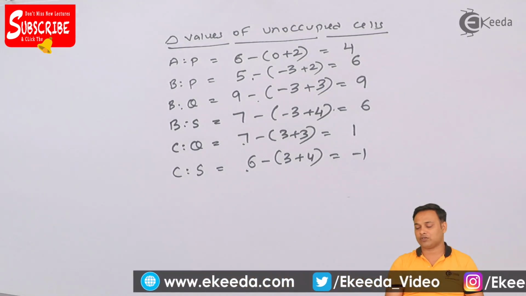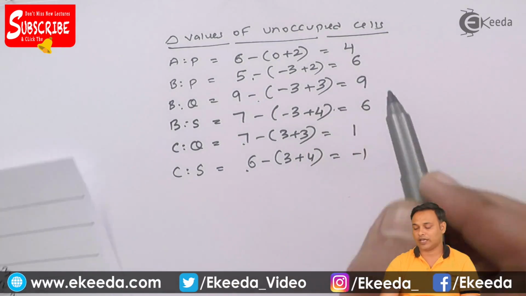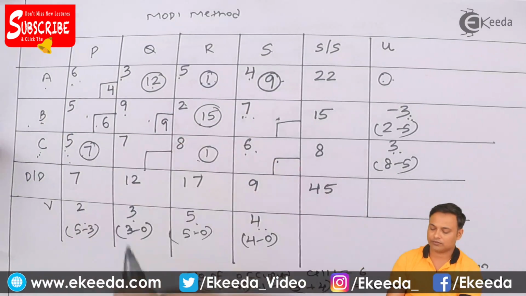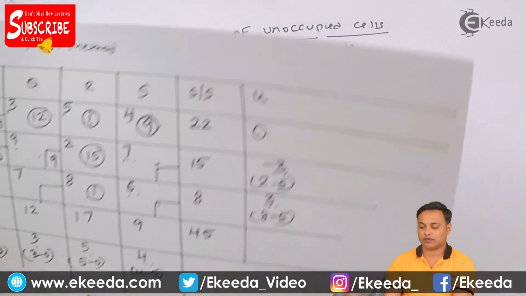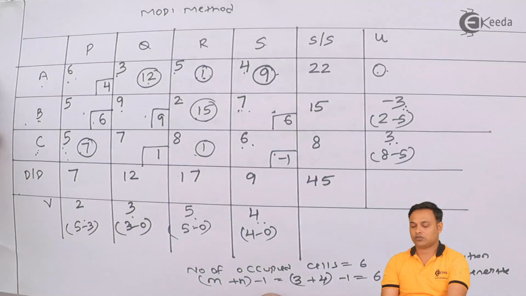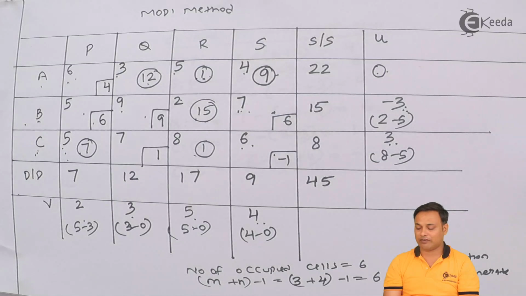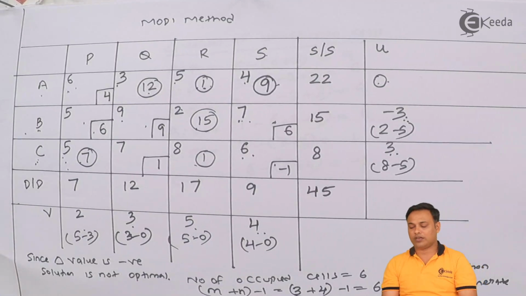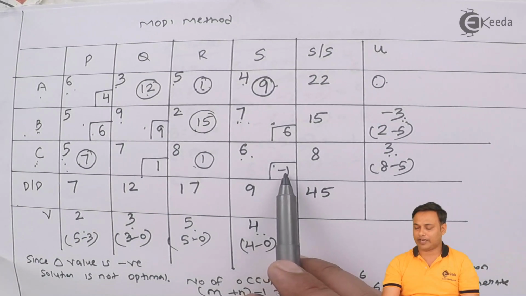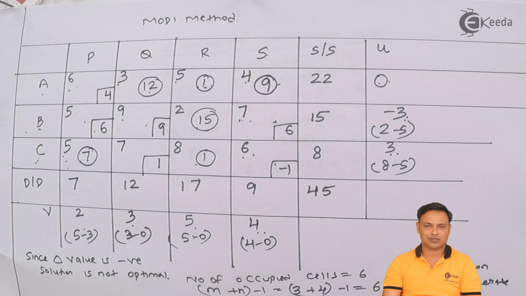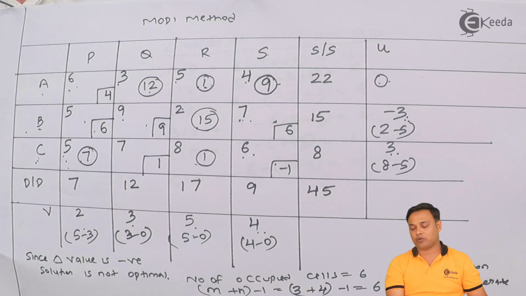So let's note down these values in our table. 4, 6, 9. 6, 1, minus 1. So we can see we have got one delta value which is negative. Since one of the delta values is negative, we can conclude that this is not the optimal solution. So what we are supposed to do now? We are supposed to make a loop and improve the solution.